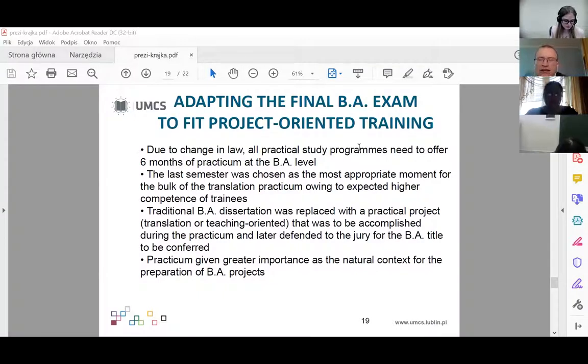So the final innovation is changing the curriculum in such a way that we got rid of the traditional BA dissertation writing and defending in favor of a practical project that is to be prepared during the practicum, that is to be presented and defended to the jury. And on the basis of this project, the BA title is to be conferred. And this is from next year on, a very recent innovation. And we hope that this final solution will give an even greater importance to the practicum as the natural context for the preparation of those BA projects.